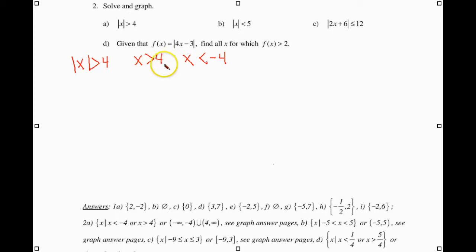So we had some like this in the previous section. So we're going to graph this now. There's our number line. We want a negative 4. We want a positive 4. And then what symbols do we want here? Well, we're going to have a parenthesis. X is greater than 4 would be a parenthesis going this way. And this is x is less than negative 4 is a parenthesis going this way.